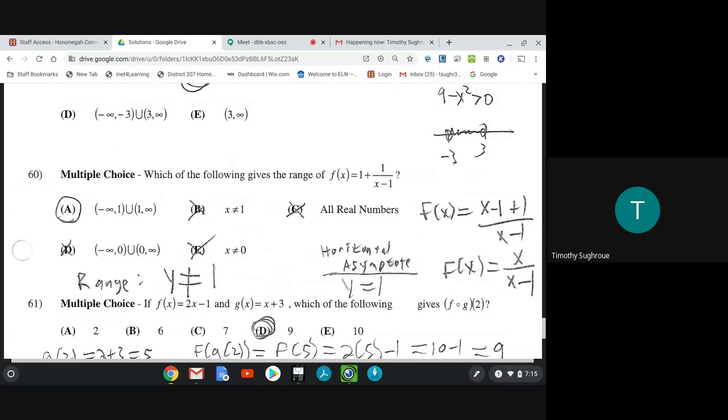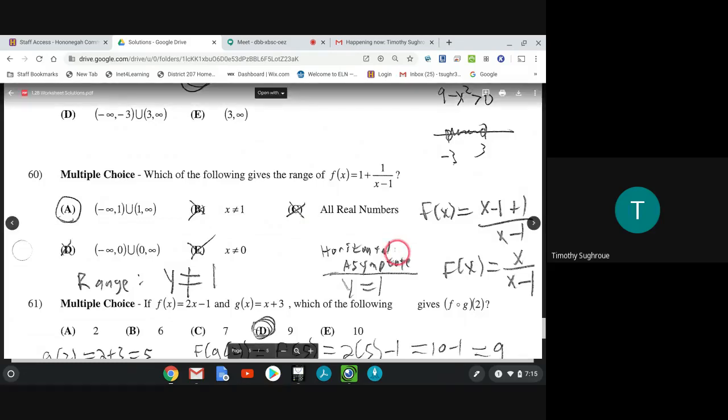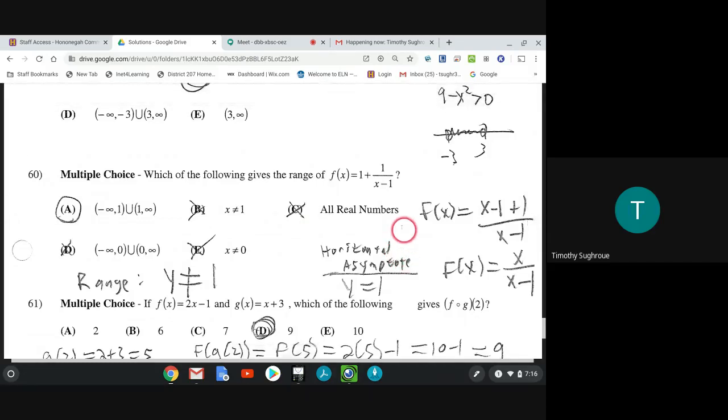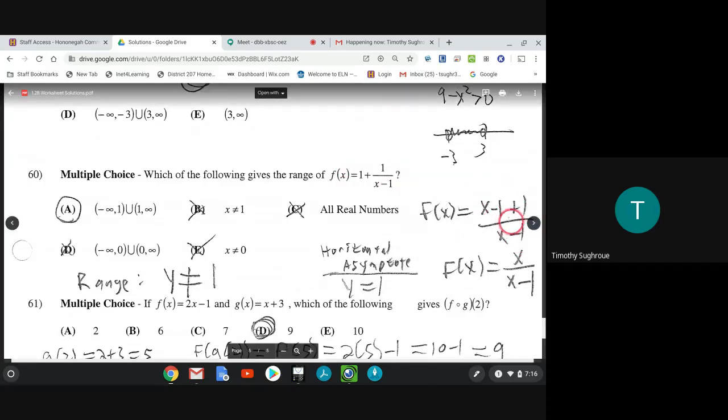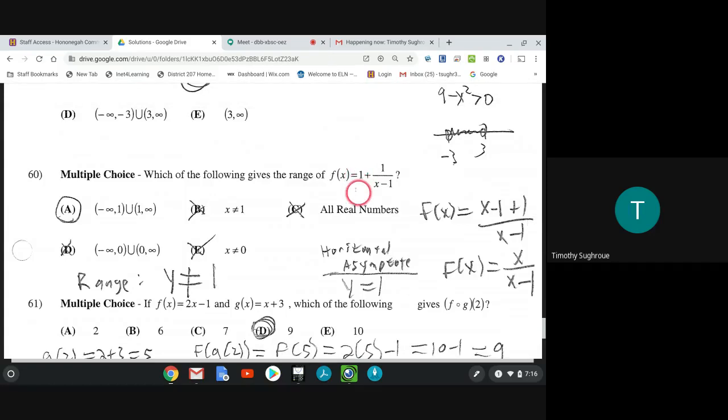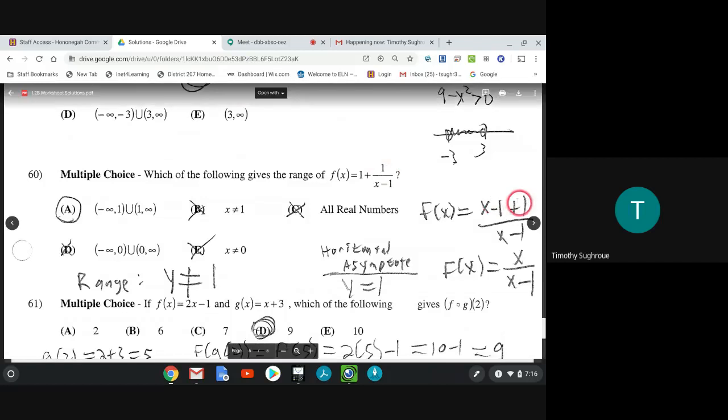60. Which of the following gives the range? This is a tough problem. Here's why it's a tough problem. I like to sometimes look at this as all one function. You don't have to, but I got a common denominator. I said I'm going to multiply this 1 by x minus 1 over x minus 1. So I can take x minus 1 plus 1, showing that right here, all over the common denominator. The ones cancel, and I get this. Now the degree on top is the same as the degree on the bottom. So y equals 1 is the horizontal asymptote.